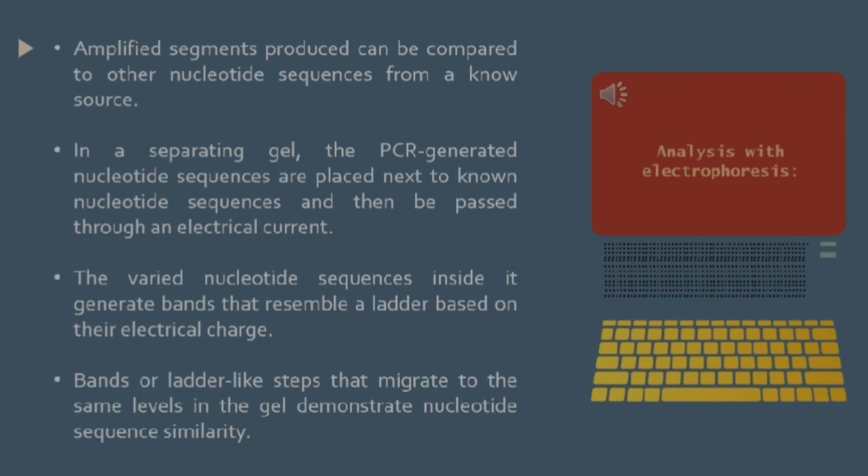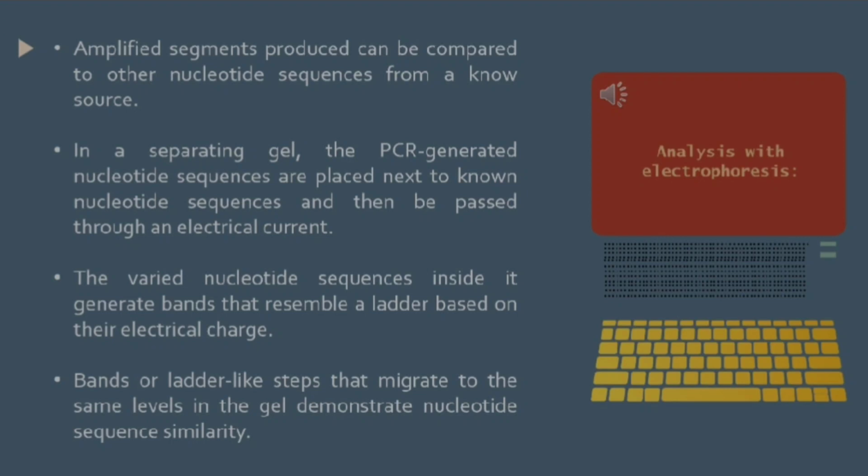After 35 doubling cycles, what began as a single short fragment of DNA from one sample can be amplified to generate millions of copies. And then, when the PCR process is finished, the amplified segment produced can be compared to other nucleotide sequences from a known source.